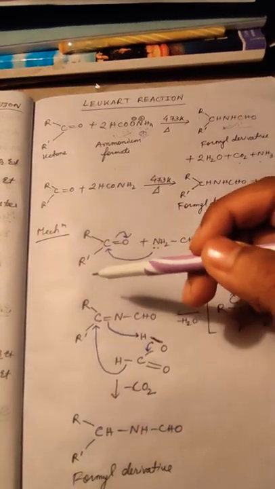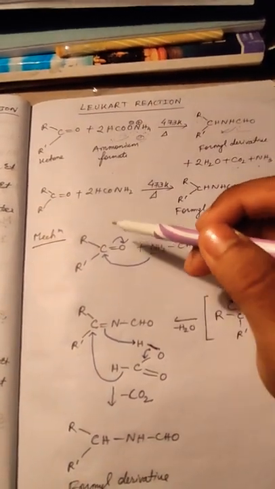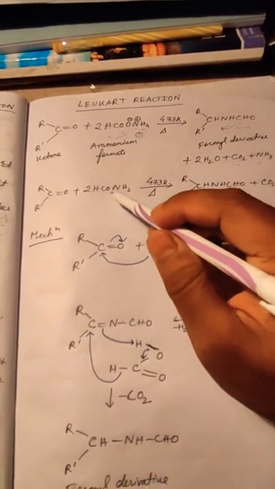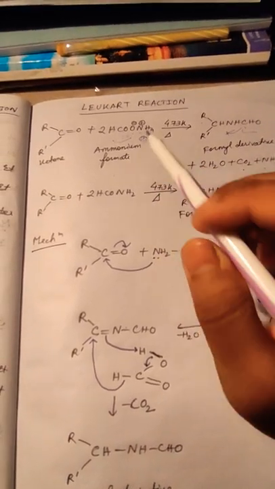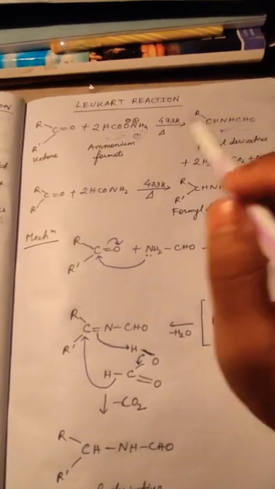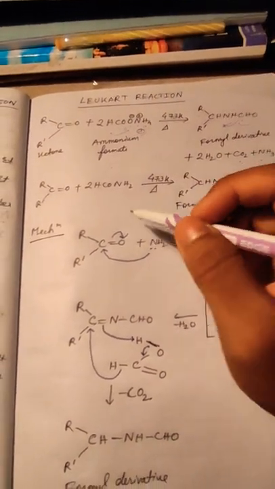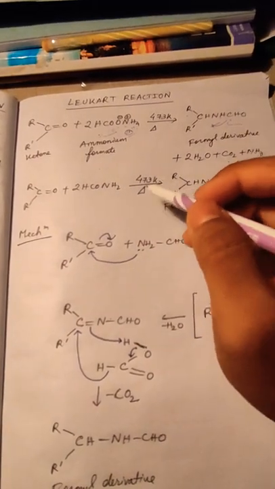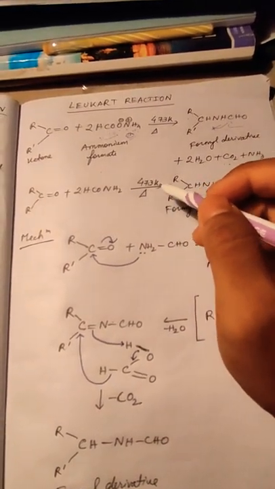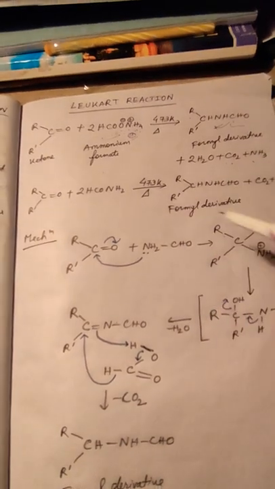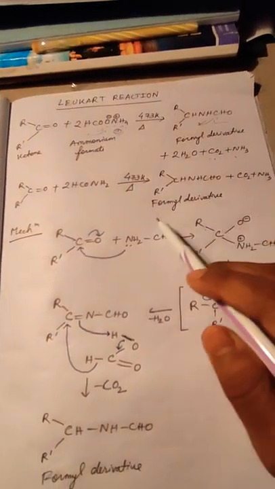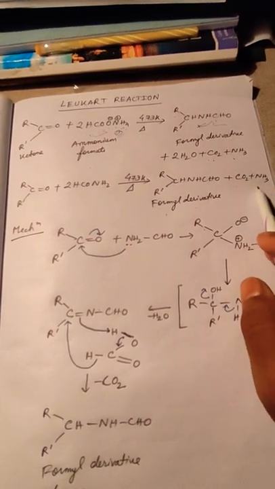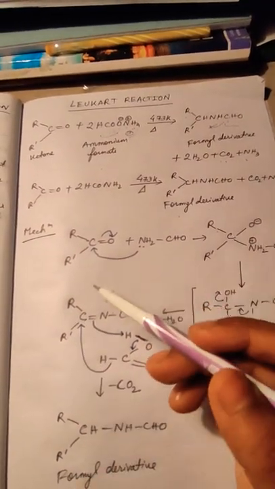Again, we can react with ammonium formate in the first step, and in the second step we can react with the amide group, when it is heated at 473 Kelvin. It gives the same product, the formyl derivative. Byproducts are CO2 and NH3. So the mechanism comes here.